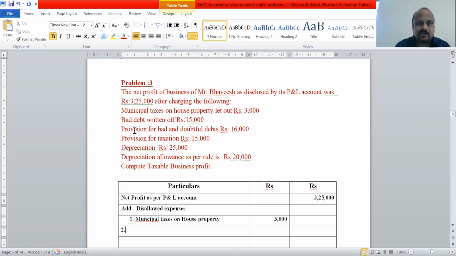And the third one is provision for bad and doubtful debts. See, any provision for that matter is disallowed. Provision is not allowed. If the expenses are actually incurred, only then can they be allowed. So no provisions are allowed.